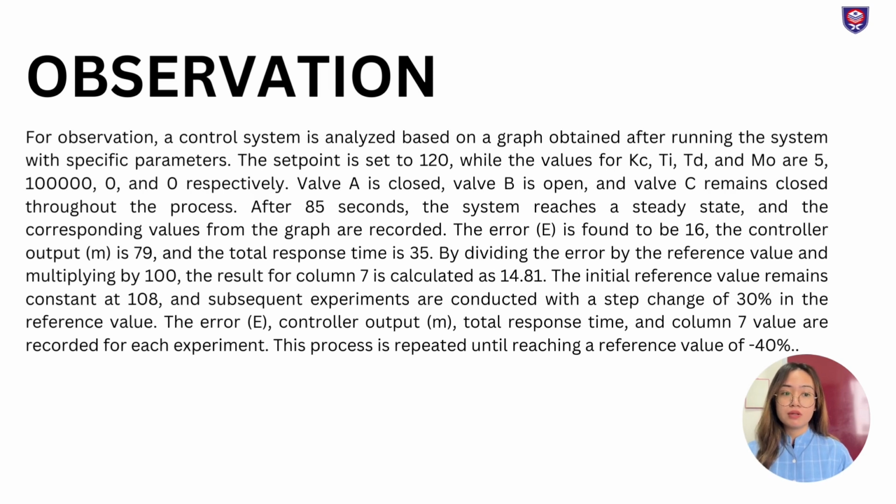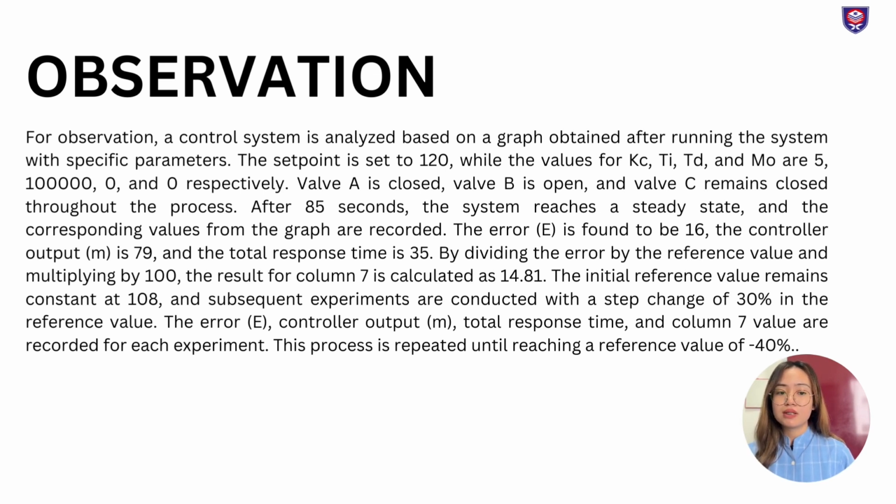Today I will present the observation of this experiment. For the observation, a control system is analyzed based on the graph obtained after running the system with specific parameters. The set point was set to 120, while the values of KC, TI, TD and MO are 500, 100,000, 0 and 0 respectively. Valve A is closed, while valve B is open, and valve C remains closed throughout the process. After 85 seconds, the system reached a steady state and the corresponding values from the graph were recorded.